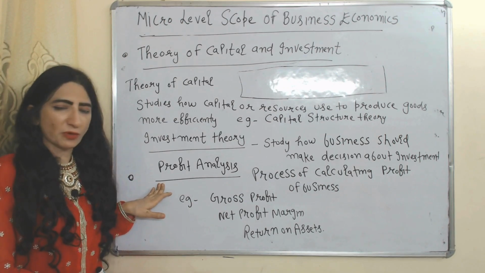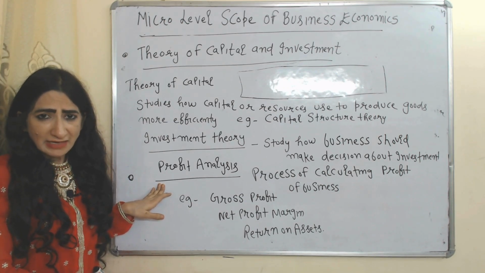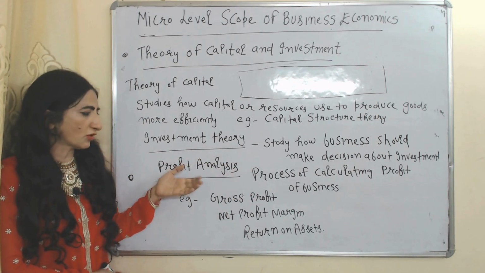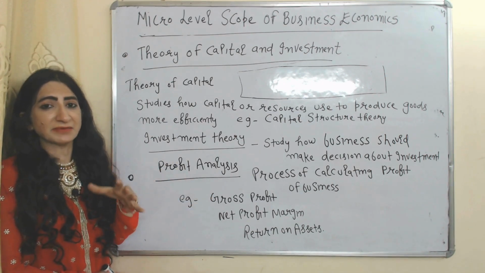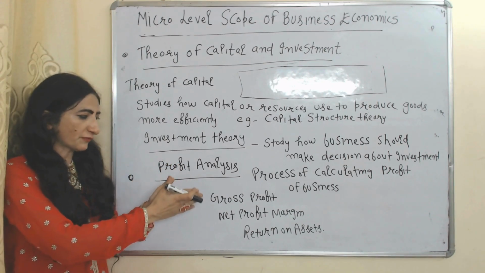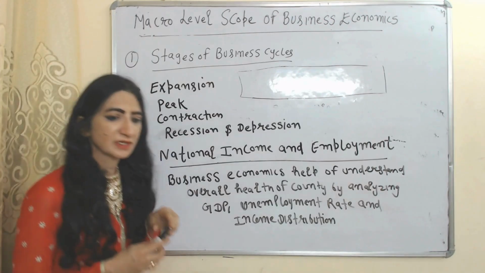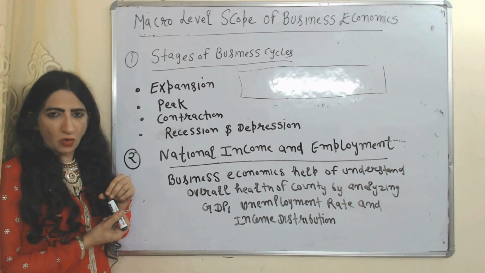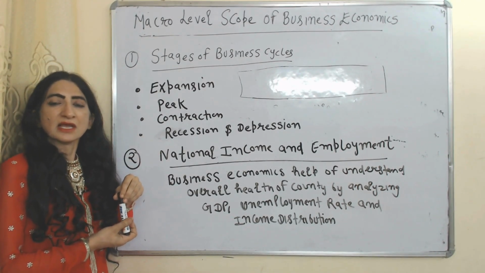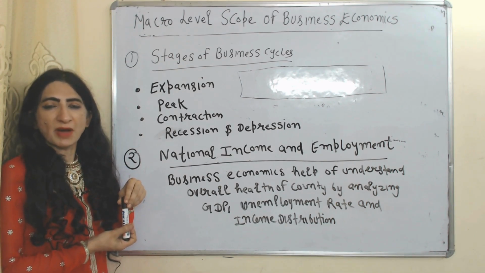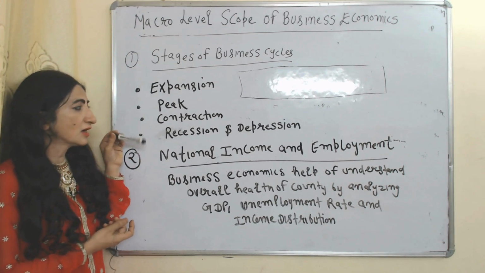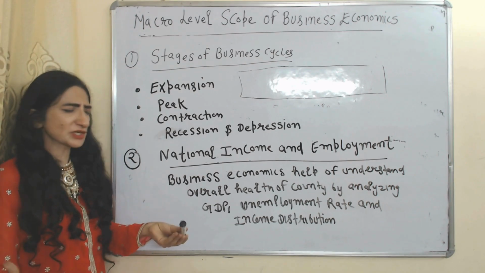Next scope is profit analysis. Profit analysis is the process of calculating profit of a business, and business economics does profit analysis. That means business economics helps to calculate gross profit, net profit margin, or return on assets. Now we'll see macro level scope of business economics, stages of business cycles. Business economics studies stages of business cycles like expansion, peak, contraction, recession, depression.